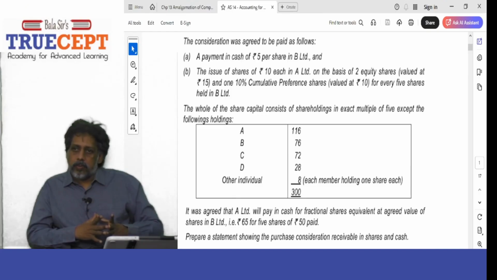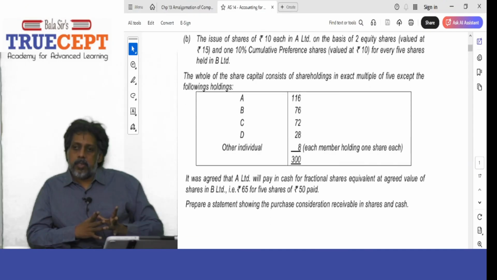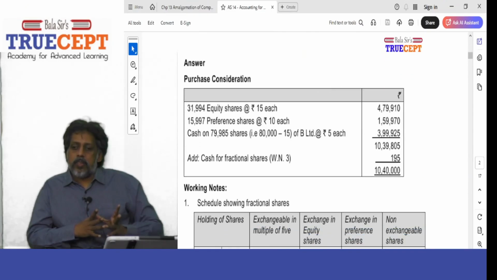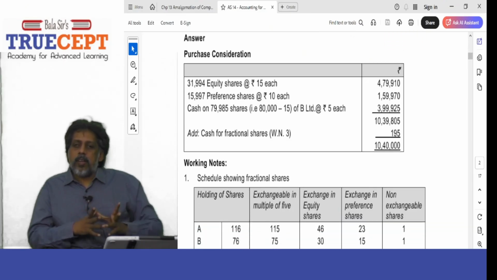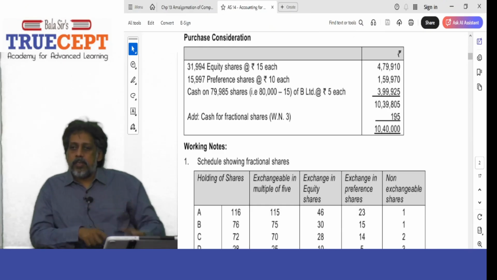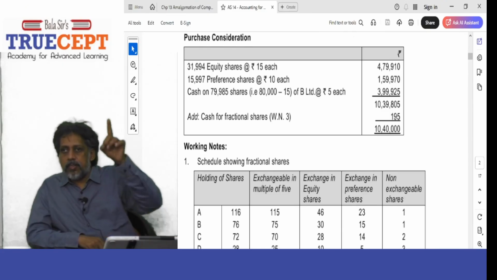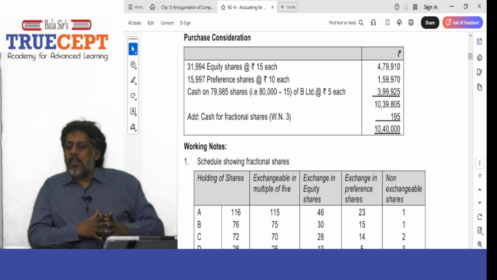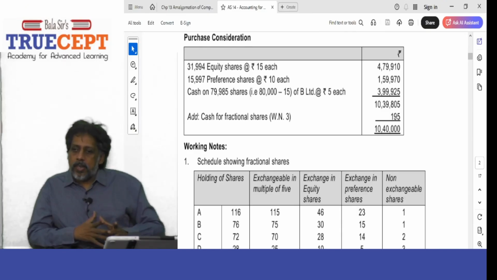Prepare a statement showing the purchase consideration receivable in shares and cash. That is the question. This was a CA Final examination question for 16 marks. This can come for 14 marks in the examination, just calculating the purchase consideration. The mode of payment is given, various payments are given, no balance in cash, nothing. Now just see the solution.